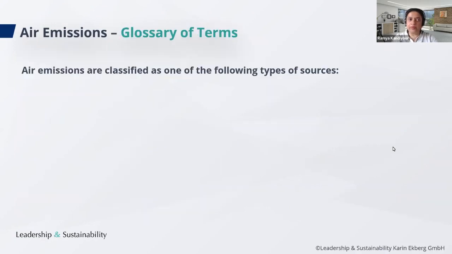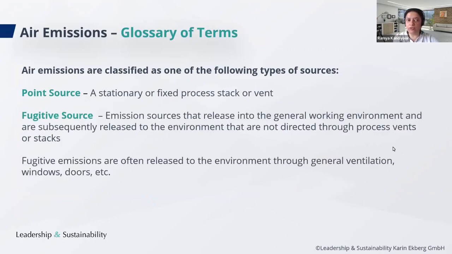Let's go on. And here again, we are classifying all of the pollutants or all of the air emissions into one of the following types of sources. It could be a point source, that is a stationary or a fixed point, a process stack or a vent. It could be fugitive emissions. Fugitive emissions will arise when you are undertaking different processes.